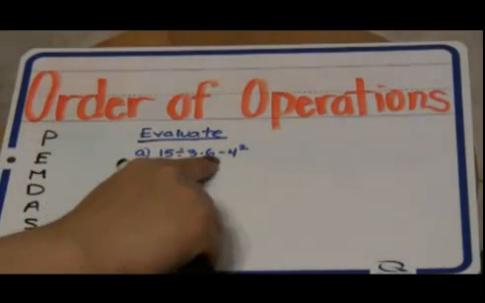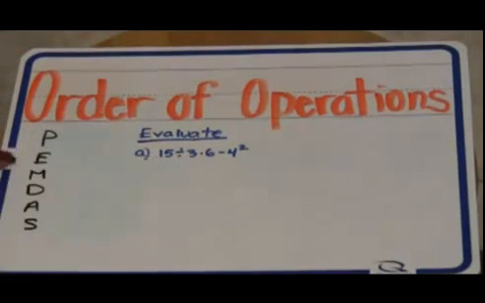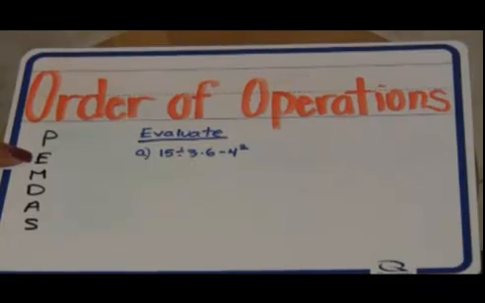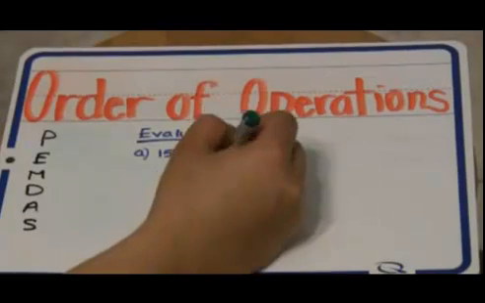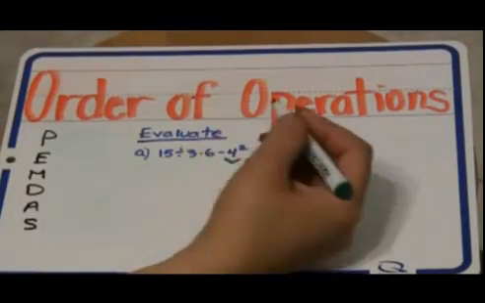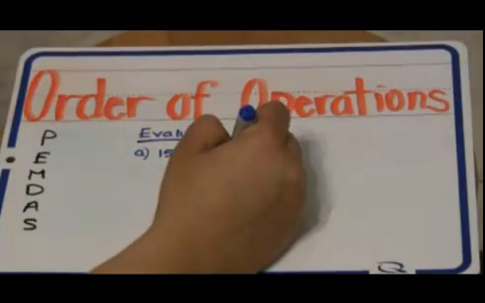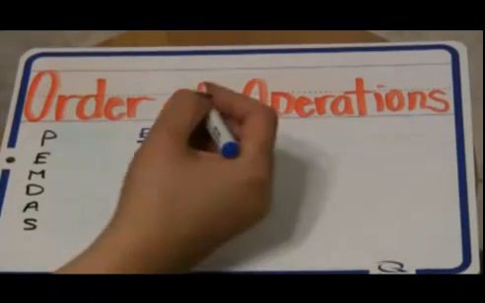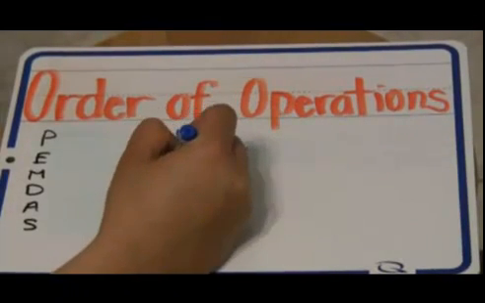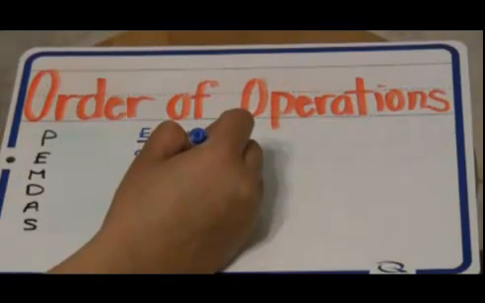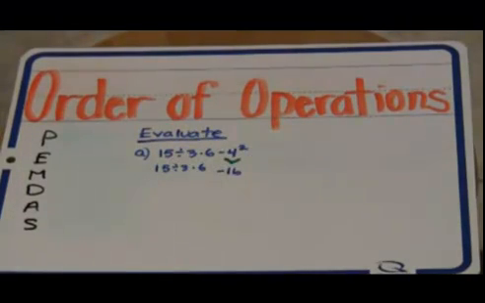Based off our acronym, the first thing that we look for is parentheses. So if you look at our expression here, there are no parentheses. We next check for the next one, which is E for exponent. We have an exponent right here. So I know that 4 squared is the same thing as 4 times 4, which is 16. I write down that minus sign, and I bring everything else down. 15 divided by 3 times 6 minus that 16.